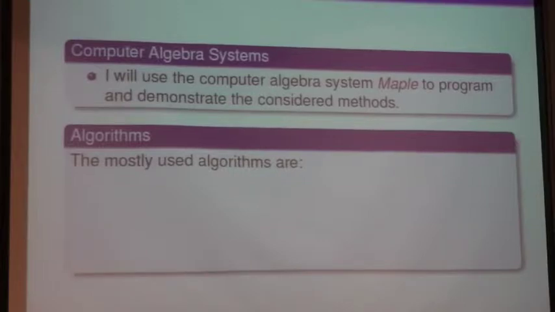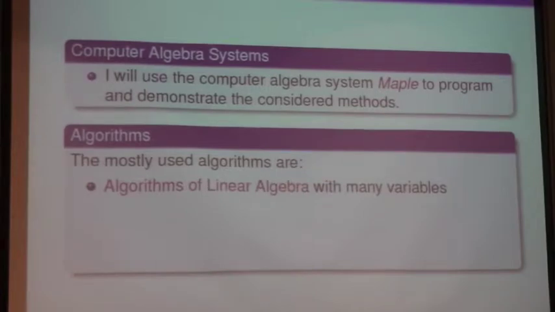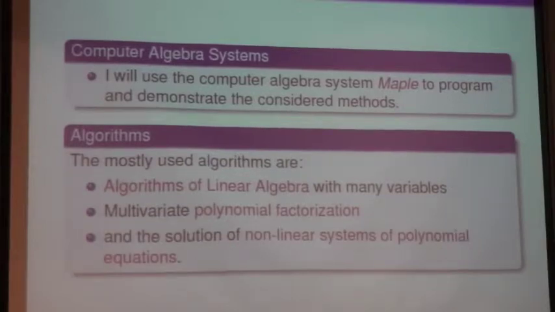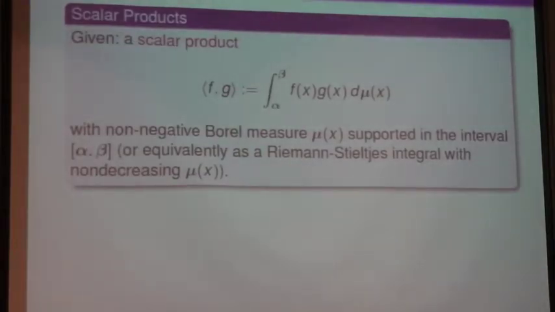We will use some algorithms just as black boxes from computer algebra, namely mainly algorithms from linear algebra, but here many variables are involved if we deal with special functions. Polynomial factorization is a very important issue, and here again the multivariate case occurs. And finally, we will see that sometimes we will need to solve nonlinear systems of polynomial equations, and we do that also as a black box. Of course, internally, something like resultants or Gröbner bases will be used for that purpose. So now let's go into the topic.